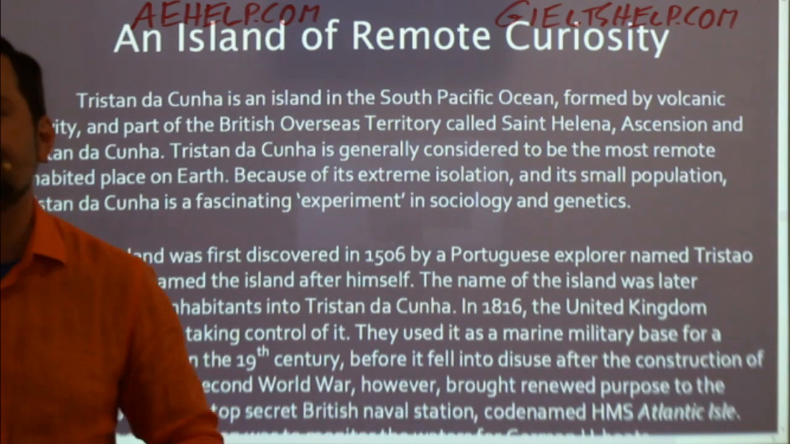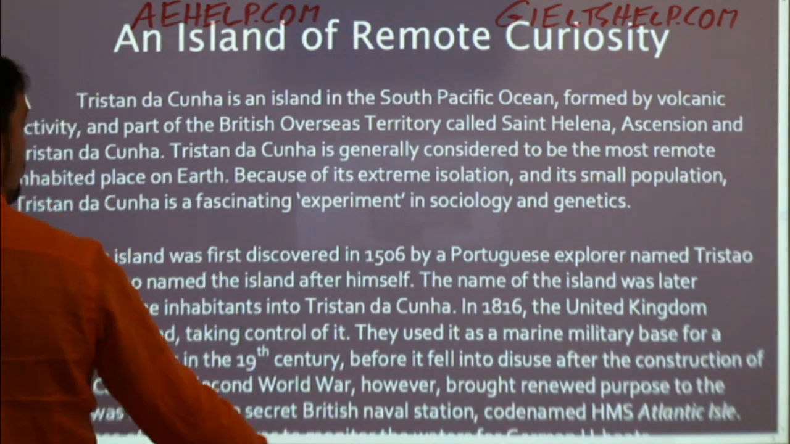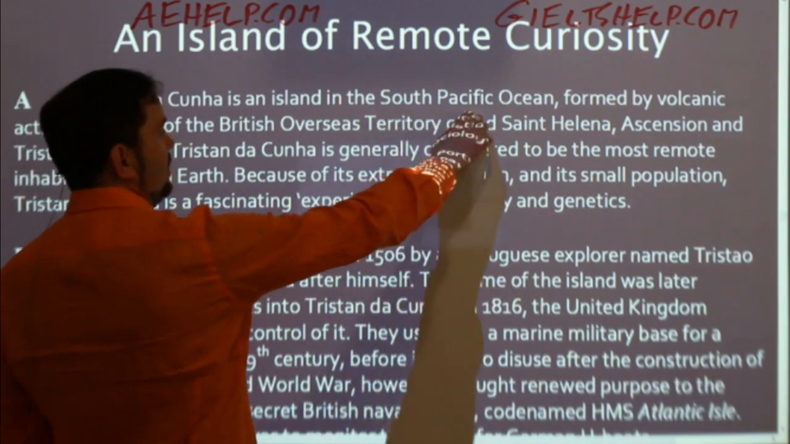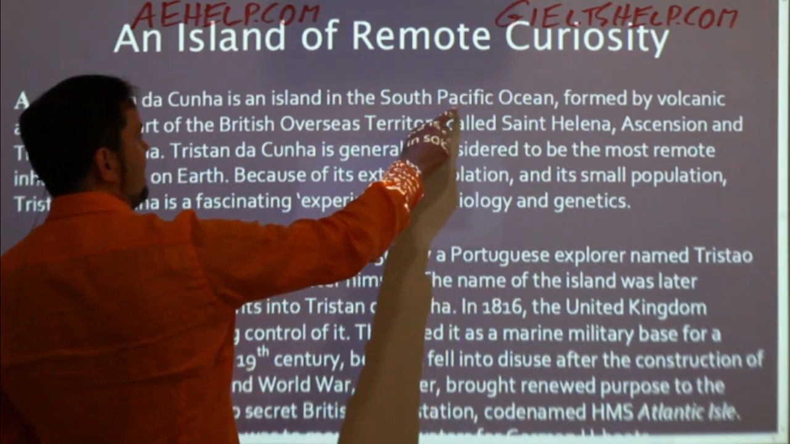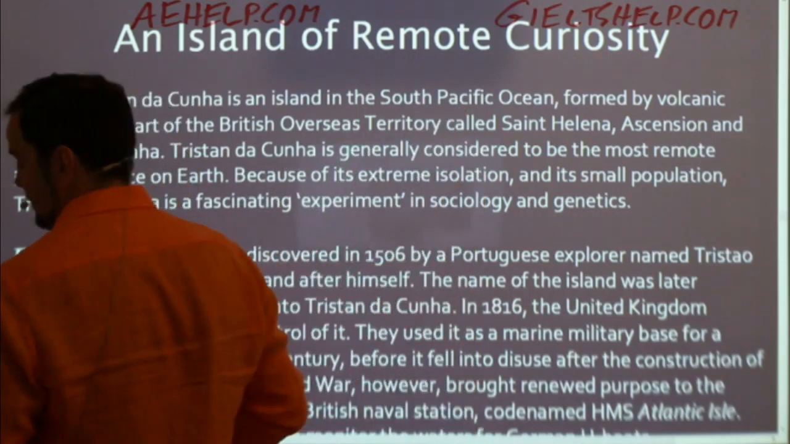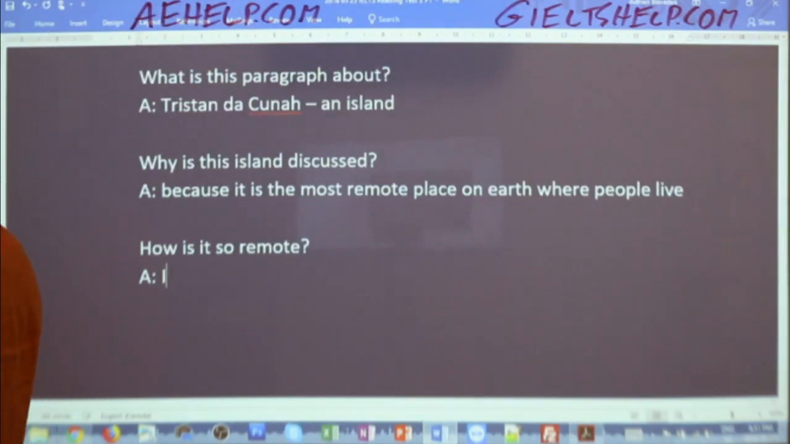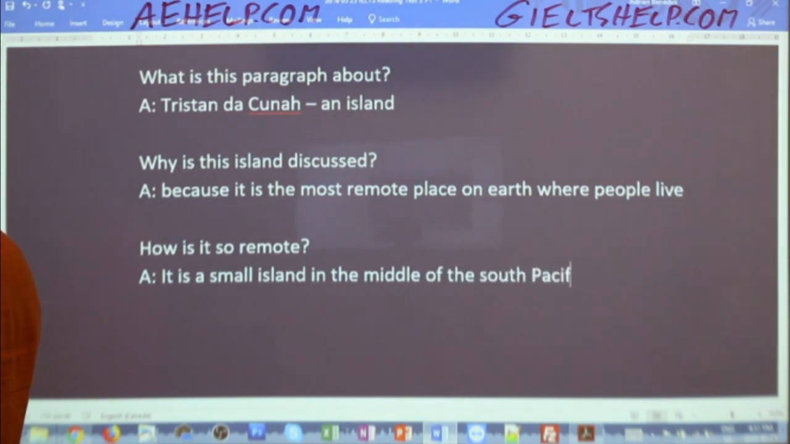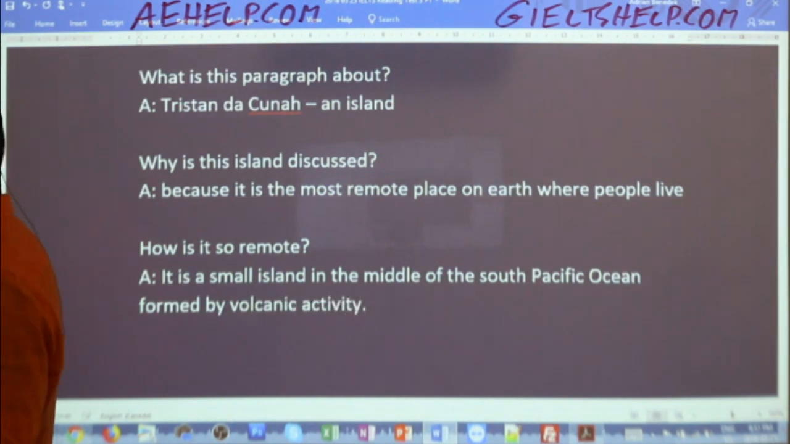And you said it. Yeah, and this is an important one. And sorry, girls and guys, this is a little bit of a mistake here in the information. If you check your map, you'll find it not in the Pacific, but the Atlantic Ocean. Okay? It is a small island in the middle of the South Pacific Ocean formed by volcanic activity. Okay, so that's how it's remote.